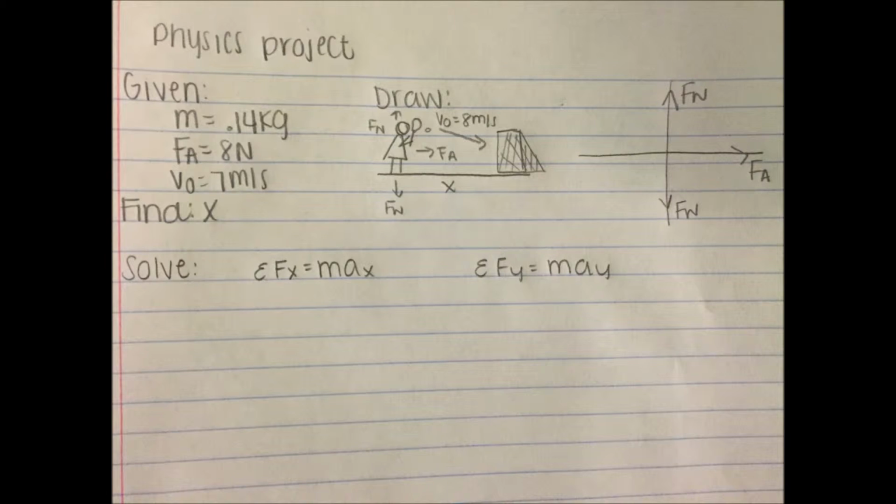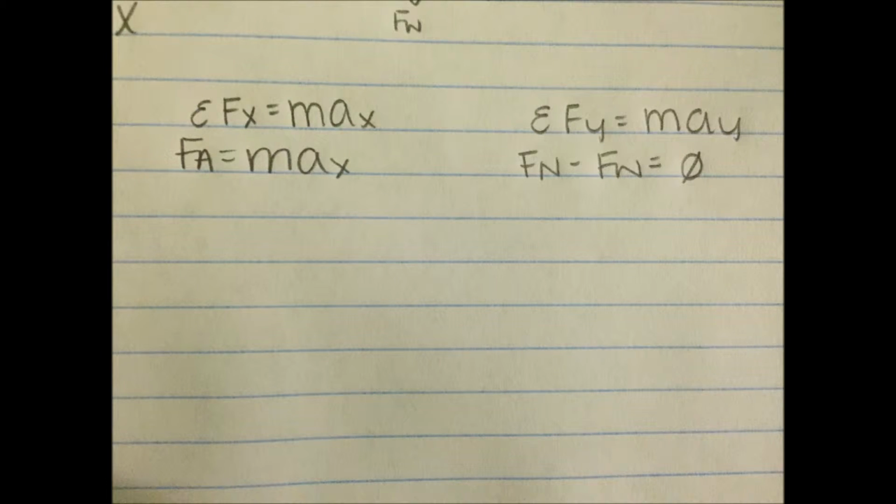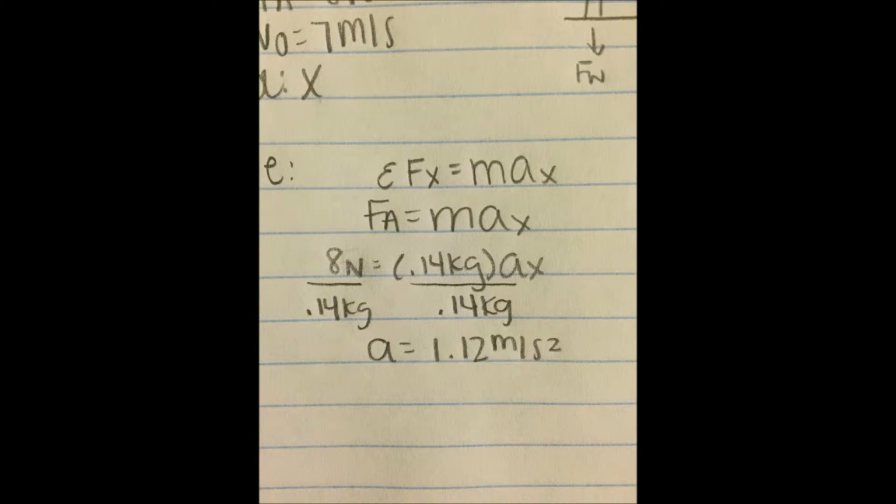Next, you start setting up your equations with Fx equals max and Fy equals may. You'll then fill in the equations with the appropriate forces according to the free body diagram, so Fa will equal max and Fn minus Fw will equal 0 because there's no motion in the y direction. The applied force is the only force in the x direction, so Fa equals mass times acceleration in the x direction.